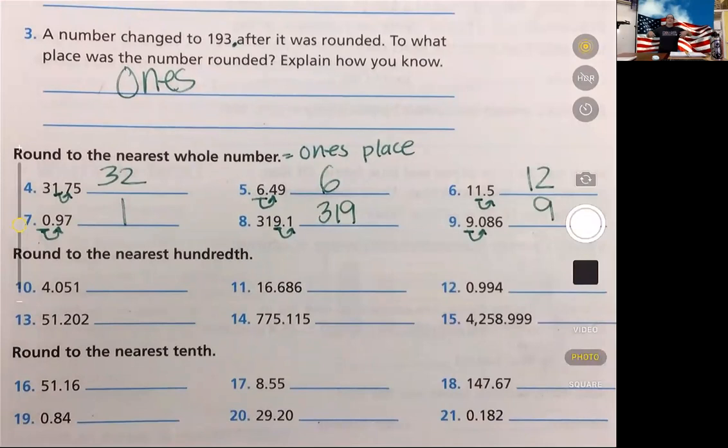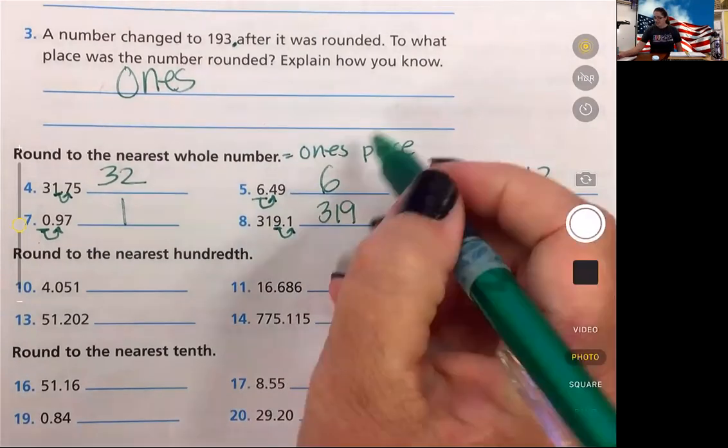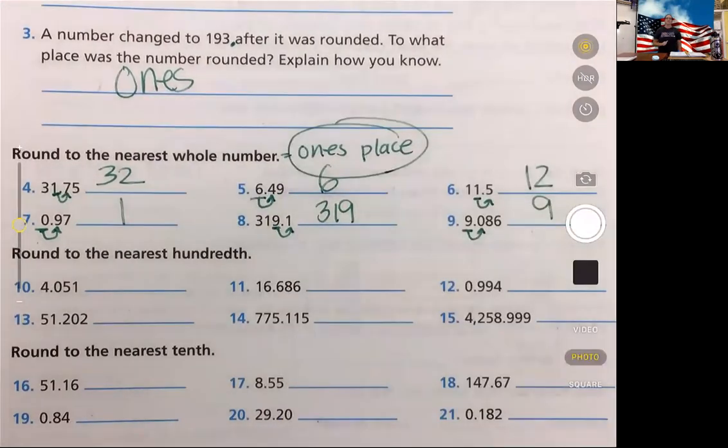Okay? So again, when they say round to the nearest whole number, that means which place value position? The ones place. The nearest whole number is the ones place. Yes.